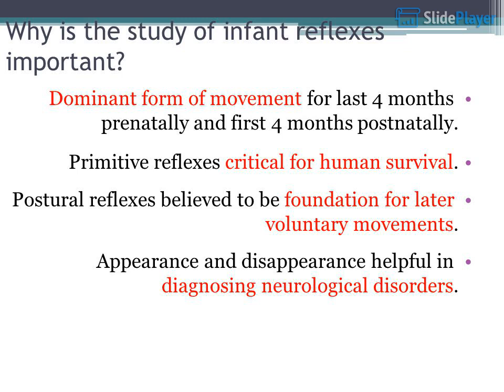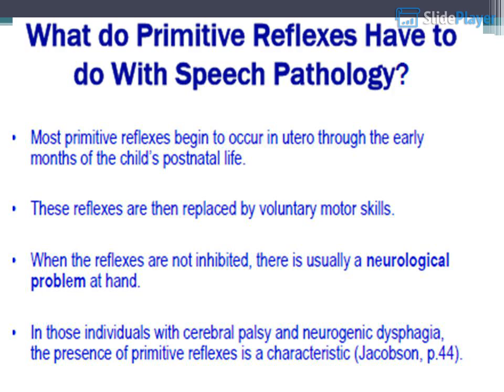Primitive reflexes are critical for human survival. Postural reflexes are believed to be the foundation for later voluntary movements. Their appearance and disappearance are helpful in diagnosing neurological disorders.